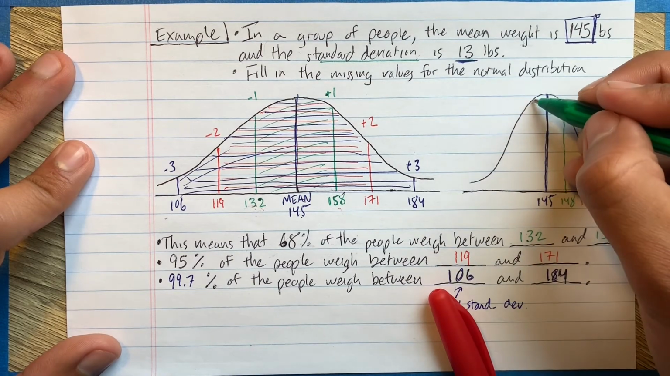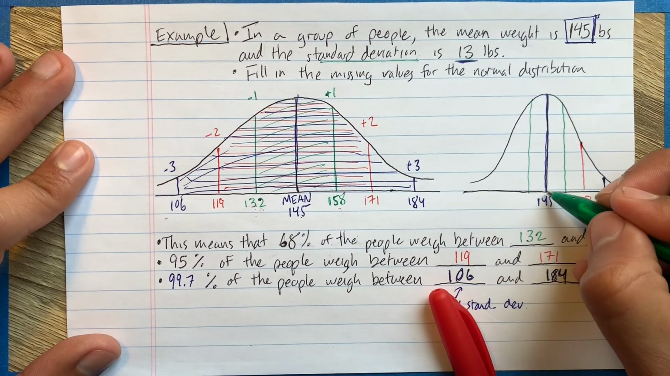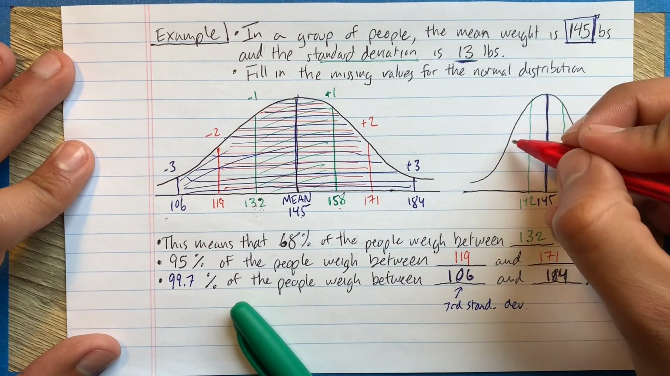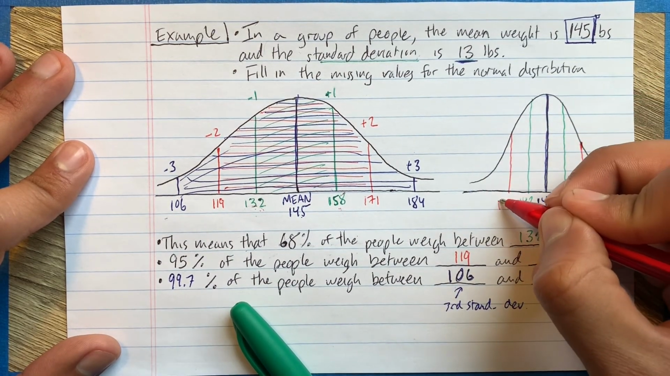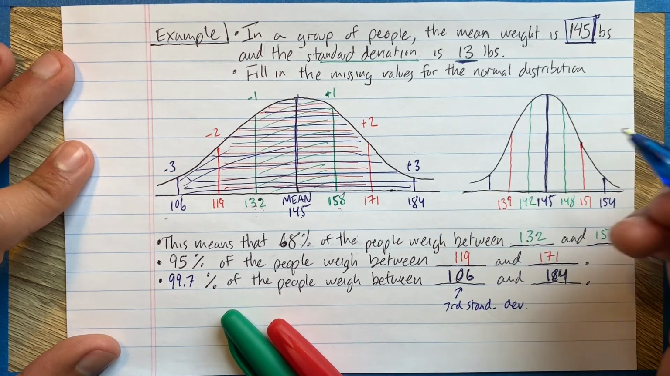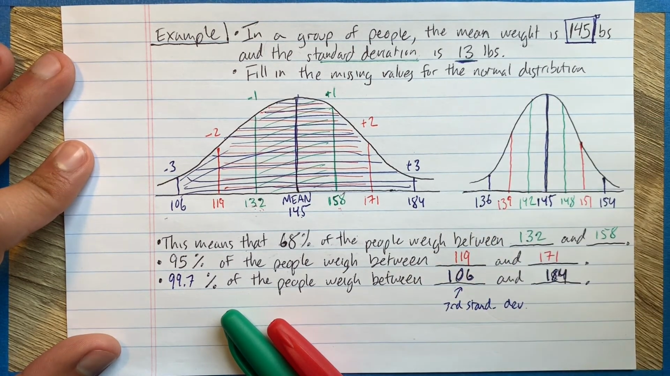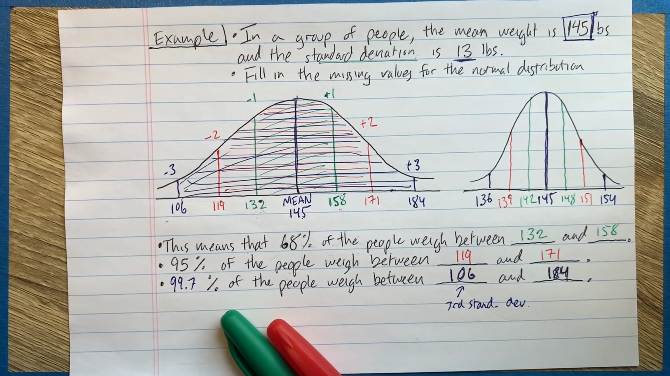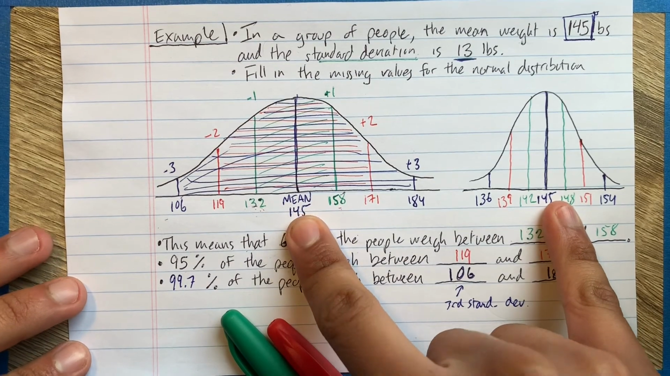Below, we would just subtract 3. So one standard deviation below would be 142, 2 standard deviations would be 139, and 3 standard deviations below would give us 136. My question to you, and this is the last question I'm asking before this video ends, is which of these 2 curves is more variable?